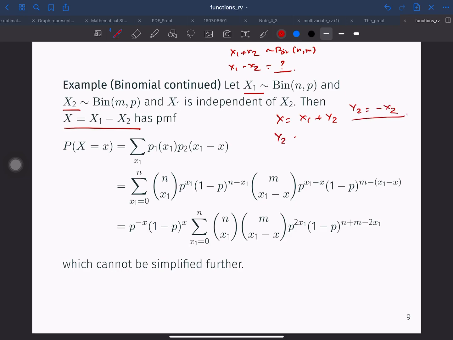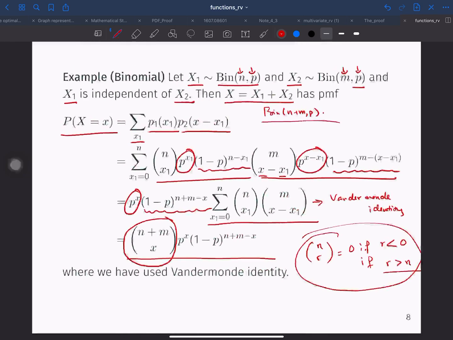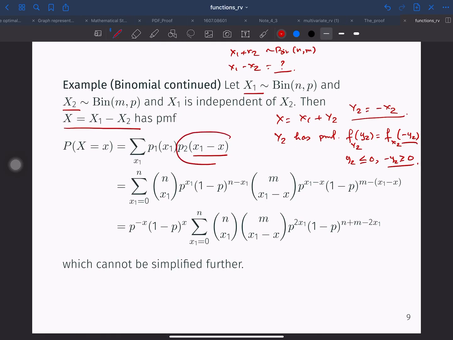So then Y2 has a PMF of the form f of Y2 is equal to f of X2 of minus Y2, for Y2 taking on values less than or equal to 0, and so minus Y2 takes on values bigger than or equal to 0. So once again, instead of using x minus x1, I have to replace it with x1 minus x. See, before you had x minus x1, now we have to replace it with x1 minus x.